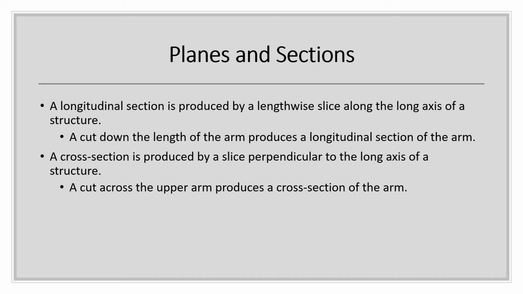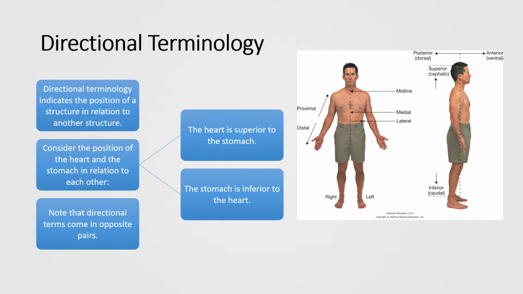Go to page 34 in chapter 4 and look at figure 4.4. This shows you a longitudinal and a cross section of a banana, and that really helps you to understand the difference between the two. Directional terminology always indicates the position of a structure in relation to another structure.